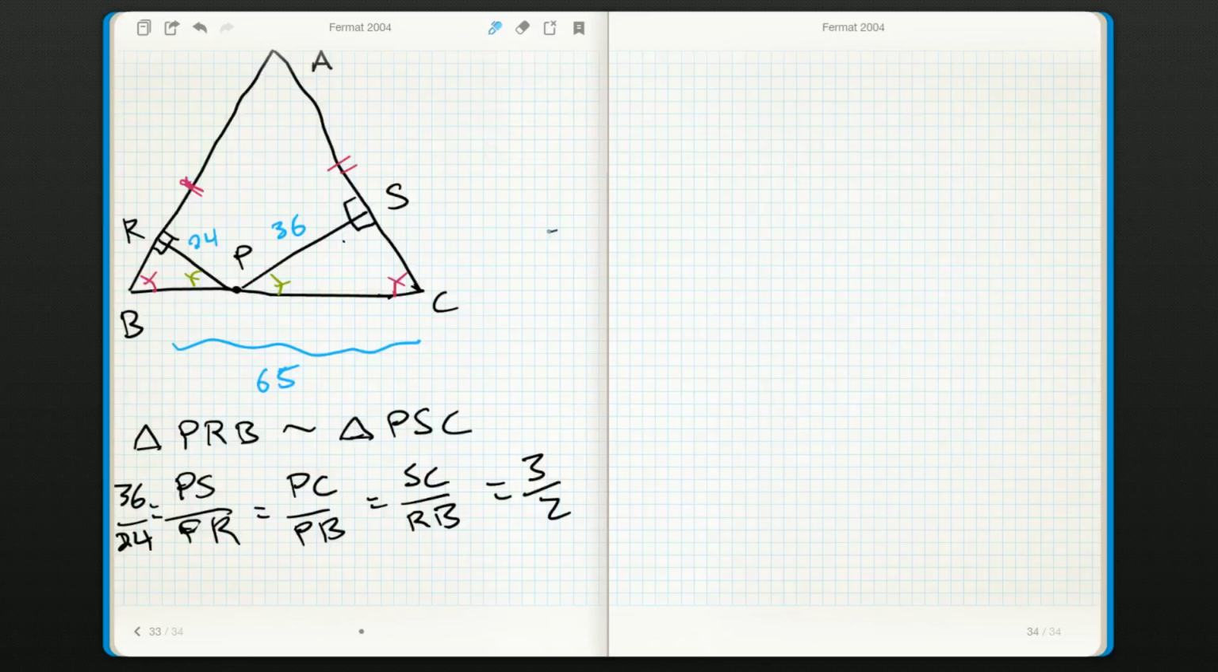So, okay, so that's nice, and that should get us the ratios here, PC and PB. And I know they have to add up to 65, so I think that'll work that out. But something else I just thought of. We ultimately want the area of ABC, right? So if I had an altitude here, the base is 65. If I just knew what this altitude was, I'd be all set.